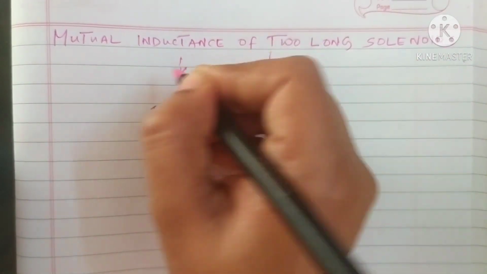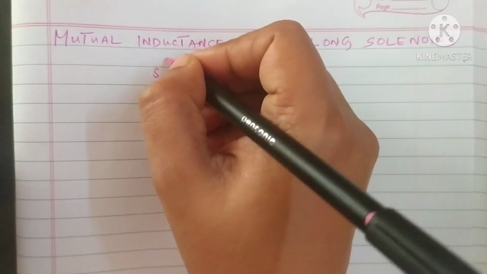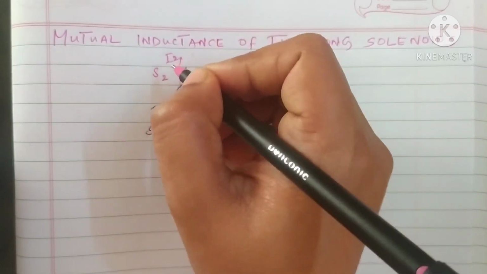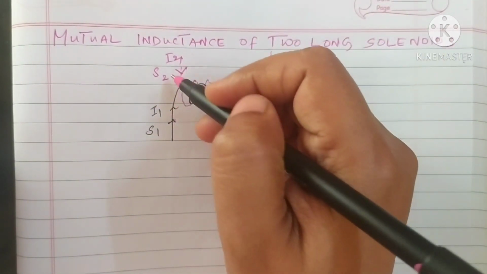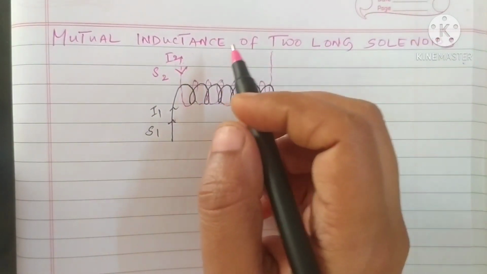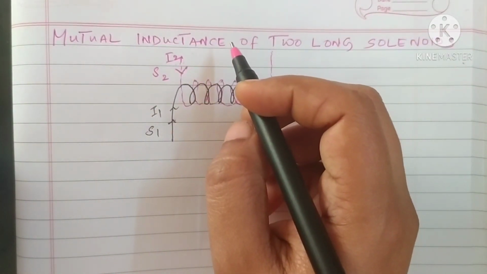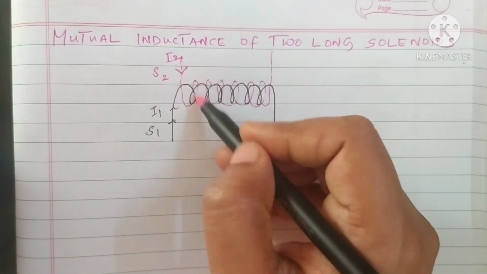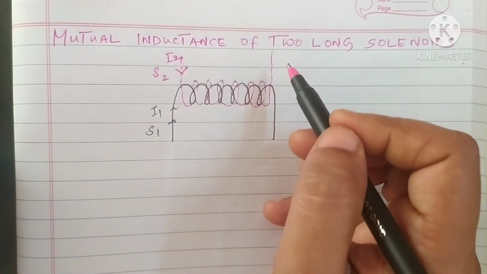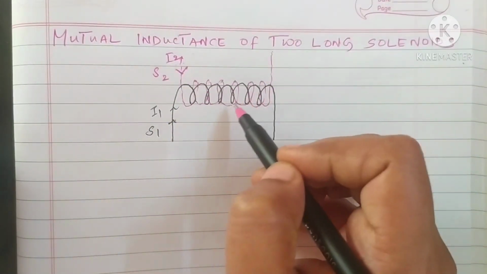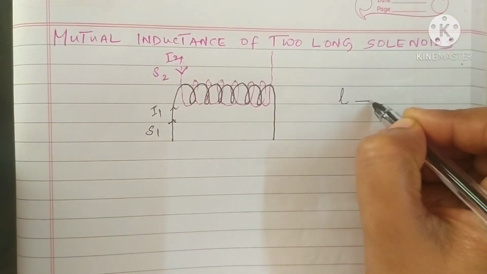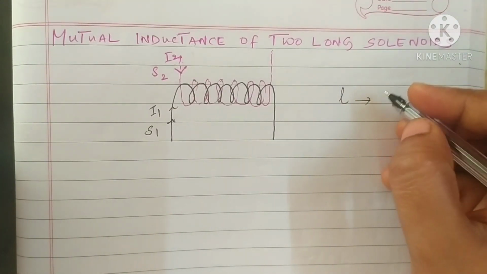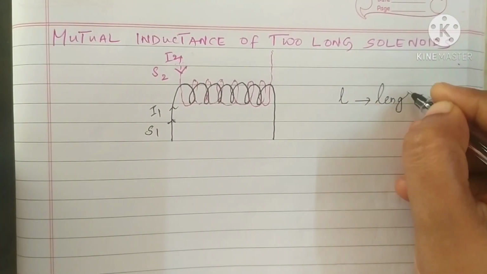Here is the S2 solenoid through which I2 amount of current is passing. Here S2 is wound over S1. Okay, the S2 solenoid is wound over the S1 solenoid. So you can take the length of the solenoid as L. L is the length of each solenoid.